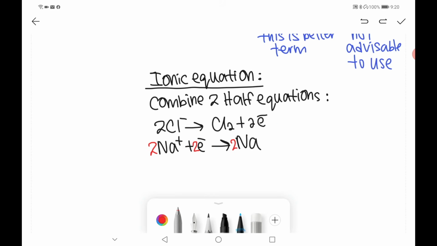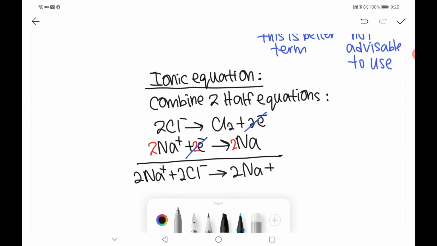When they have the same number of electrons, you can cancel them out. Then when you combine, you get 2Na⁺ plus 2Cl⁻ becomes 2Na and Cl2. So this is your ionic equation. We learned this for quite some time already: when we have half equations, we can combine them together to get the ionic equation.